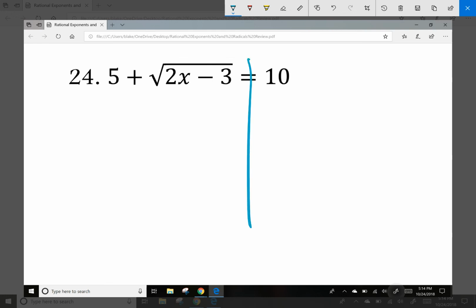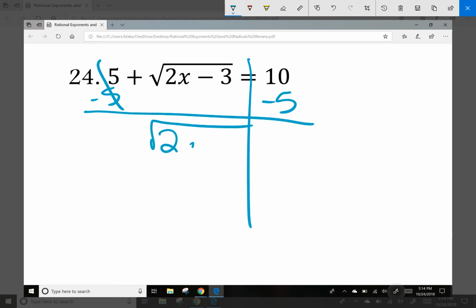So normal equation, again, anything outside the radical we need to focus on first. And so that's, in this case, the 5. We need to move this 5. It's a positive 5, so we're going to subtract the 5. And it's added, right? If it was like 5 times that, I would be dividing it. But it's not times, it's 5 plus. So I'm subtracting the 5. That cancels it out. Leaves me square root of 2x minus 3 equal to 5. 10 minus 5 is 5.